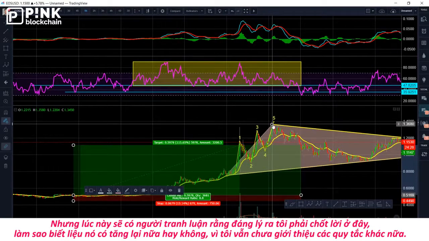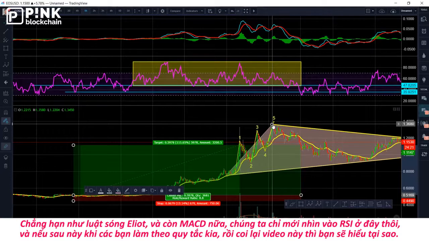Now, one might argue, well, guys, we could have taken it right up here. Well, you don't know if it's going to bounce off of there or not because we haven't introduced any other rules yet, such as Elliott wave rules, okay? And we haven't also introduced MACD yet, okay? So we're just going based on pure RSI right now, just pure RSI trading, okay?